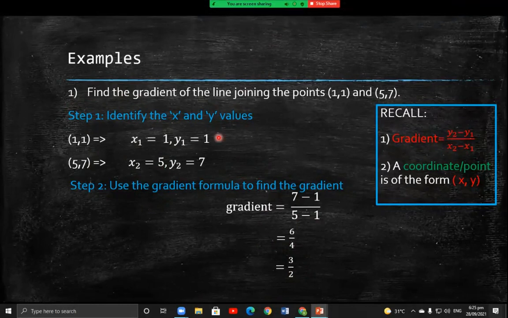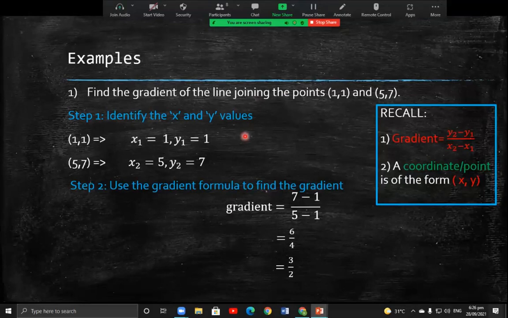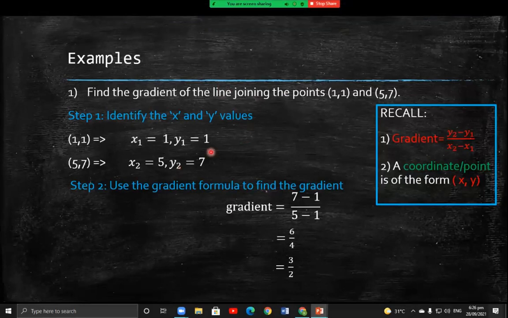Everybody understands that? I have more examples, so if you don't, you might get it on the next example. Don't worry. Everybody understands this? If not, it's okay, just let me know. Yes, miss, I understand.